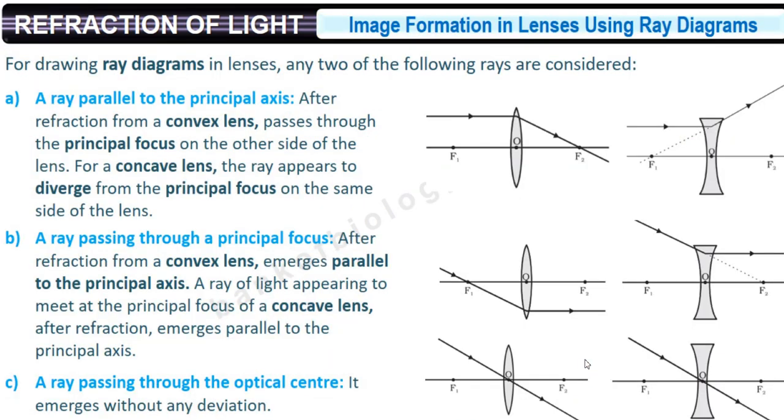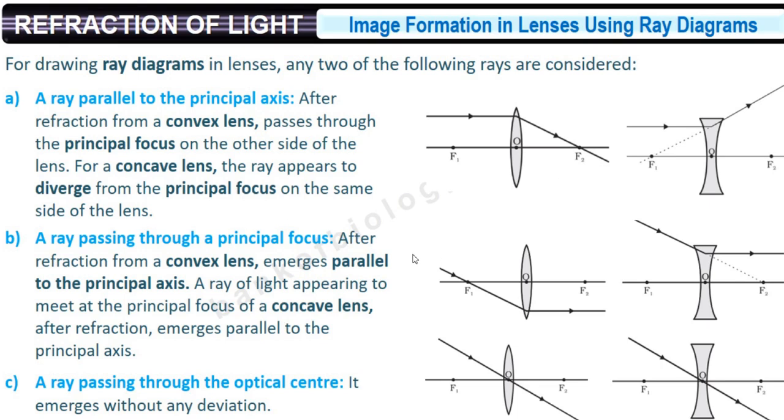Okay. Now we see image formation in lenses using ray diagrams. What are the different rules? A ray parallel to the principal axis, after refraction from a convex lens, passes through the principal focus on the other side of the lens. For a concave lens, it will diverge and go backwards. They appear to diverge from the principal focus on the same side of the lens. F1 in case of concave and F2 in case of convex.